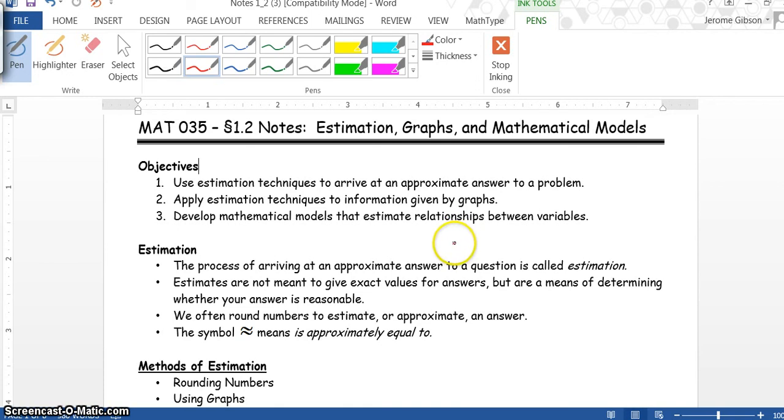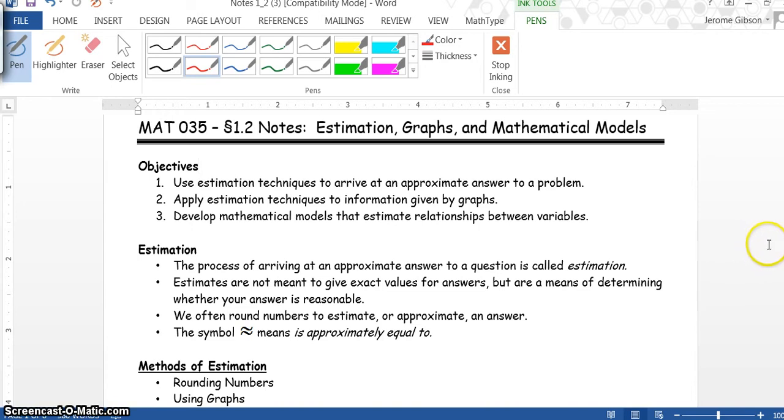Hello class, we're about to start section 1.2 notes, estimation, graphs, and mathematical models. Our objectives. Number 1, use estimation techniques to arrive at an approximate answer to a problem. Number 2, apply estimation techniques to information given by graphs. And number 3, develop mathematical models that estimate relationships between variables.